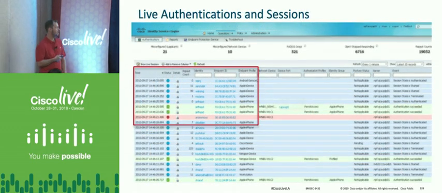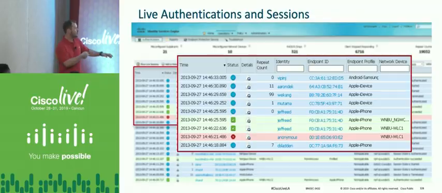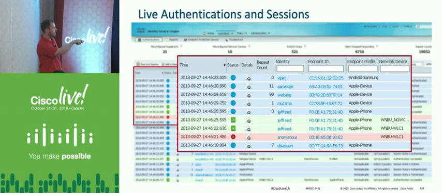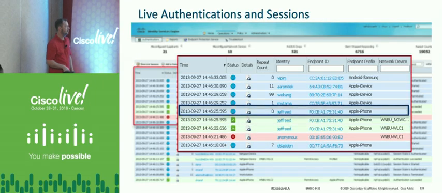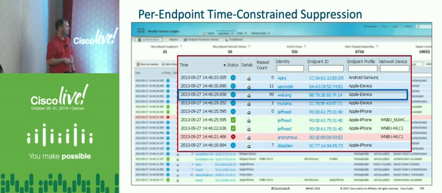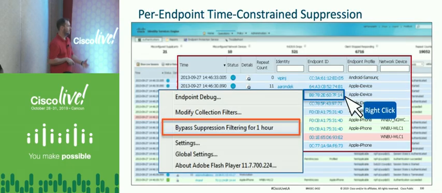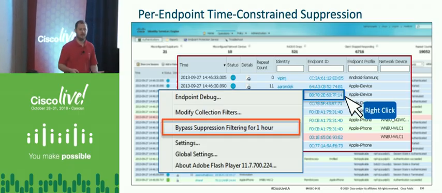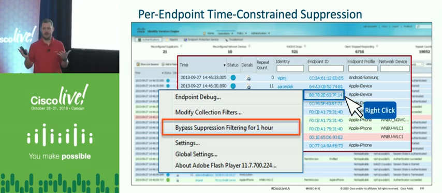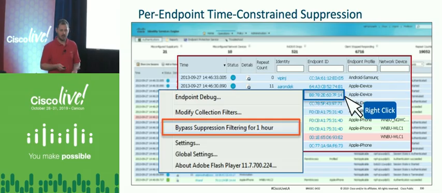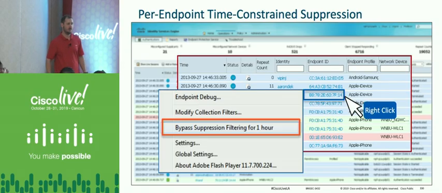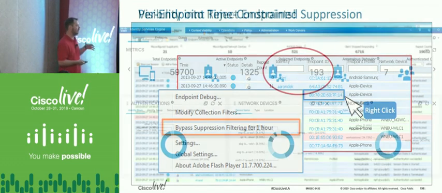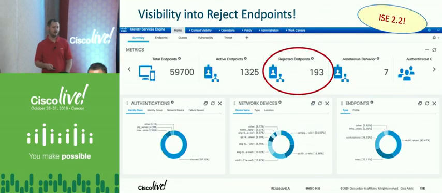When we get into the way this thing looks, you do see how these repeat counts actually update based on fails and then based on allowed devices or repeated authentications. Now it does come up sometimes when you're trying to troubleshoot a device. Hey, I have this new device, it's failing a ton of times, I need to be able to see what's going on. And this is why we added the bypass suppression filtering for 1 hour. So I can see every authentication and whether it's real.